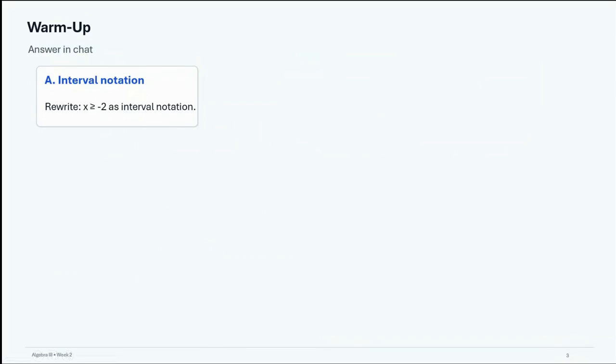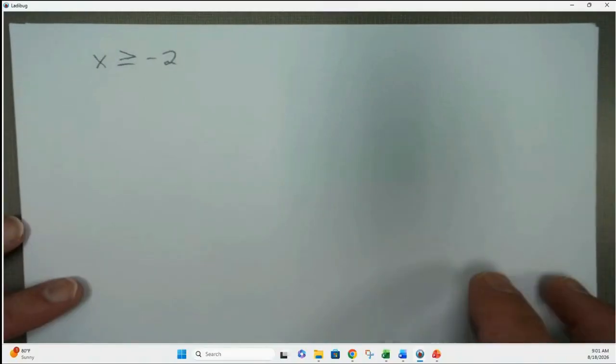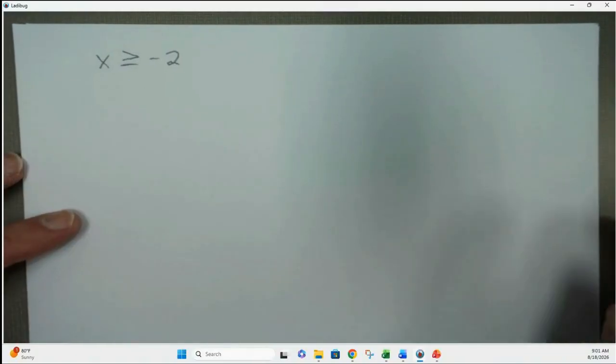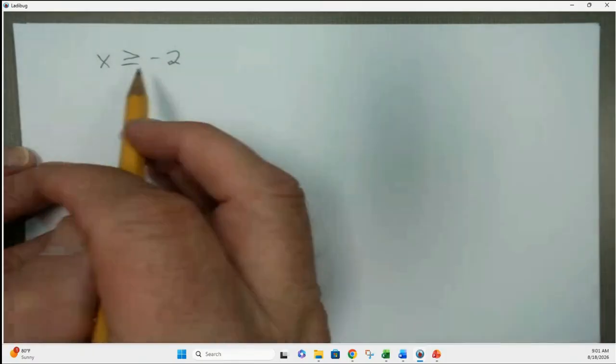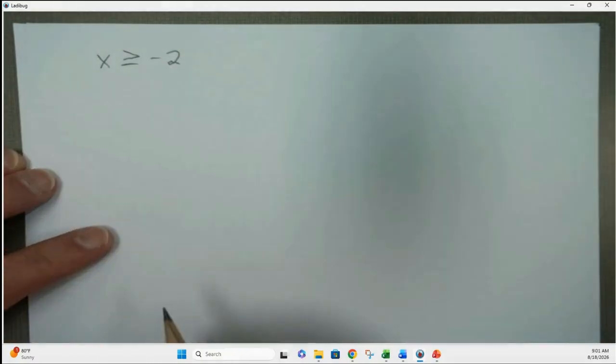Answer this in the chat. Rewrite x is greater than or equal to -2 in interval notation. Let's just see what you remember. We're just starting off. I'm gonna start my notes. I'll switch over to that. It's really dark. I've got to get some lighting on this or something. x is greater than or equal to -2. How do we write that in interval notation?